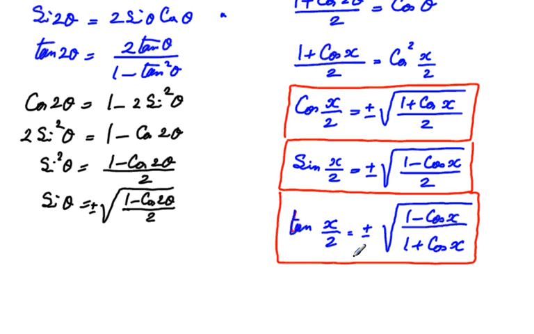Now, there are two other formats for this which are kind of interesting that avoid the radical altogether. Let's talk about that. Here, as an exercise, I might ask you to show that tangent of x over 2 is also equal to sine of x over 1 plus cosine of x.